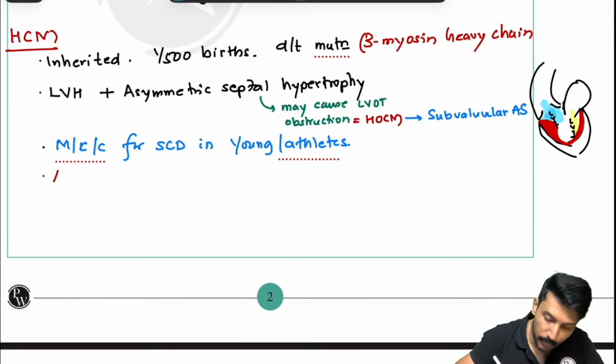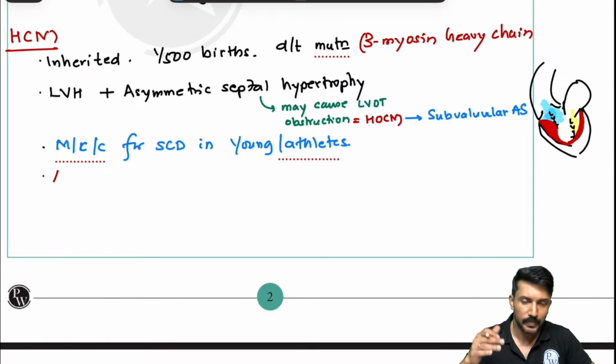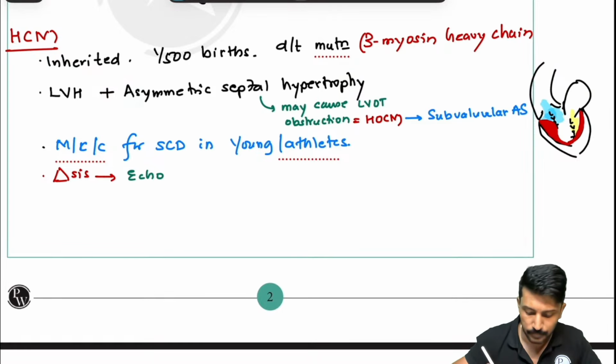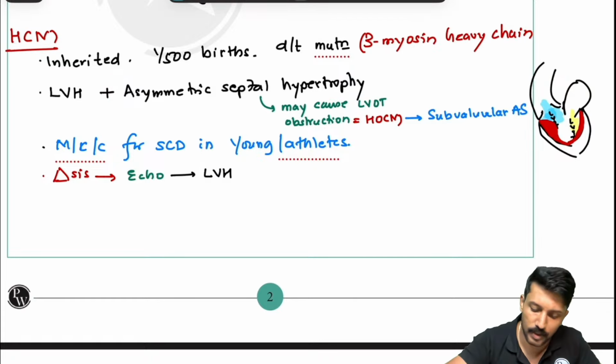So that means being an inherited, very common disease, ideally all individuals should be screened. In India, we don't practice that, but at least athletes and young individuals who are sports enthusiasts should be screened. And when I'm screening for diagnosis, what will be my investigation of choice? Echo will be considered the investigation of choice. And in the echo, what are the findings we are going to get? We have already learned about the findings. One of them is going to be left ventricular hypertrophy that we see here.